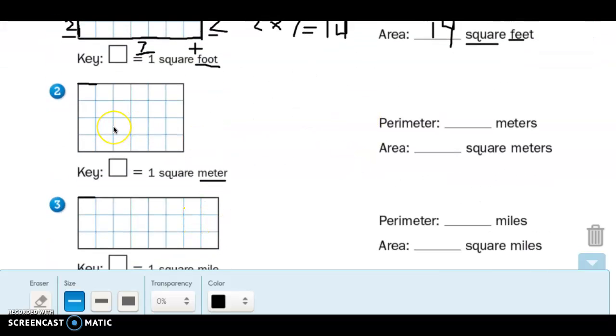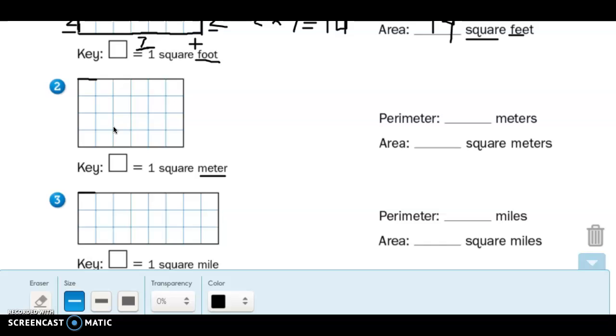Okay, number 2, make sure you always label your rectangle. How many lines on the top? 1, 2, 3, 4, 5, 6. Guess what? If the top is 6, the bottom is going to be 6. How many on the side? 1, 2, 3, 4. Guess what? If the left side is 4 meters, the right side is going to be 4 meters.